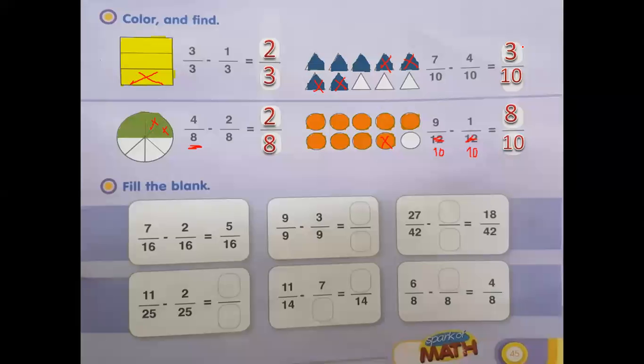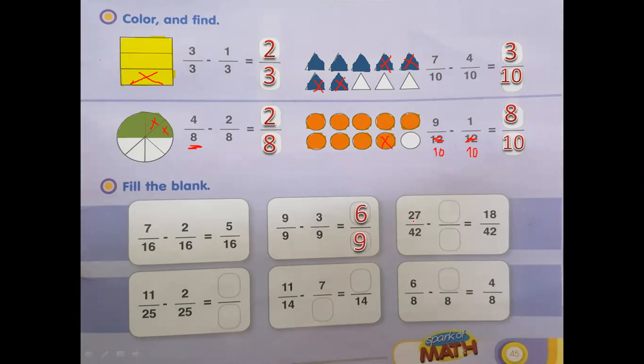It is 10 over 10. Okay, now let's move to question number 2. Fill the blank. Number 1 is already answered. Look at number 2: 9 over 9 minus 3 over 9. We are just going to subtract the numerators. So 9 minus 3 equals 6. And what is the denominator? It is 9. Excellent. We don't subtract the denominator.